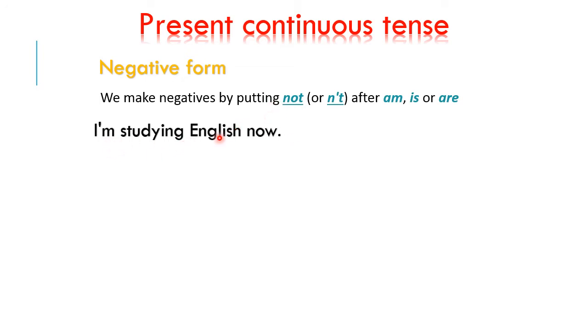So, I am studying English now. Here the verb to be is am. So I am will be I am not. I'm not studying English now. I am not studying English now.